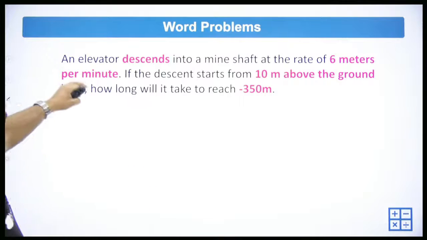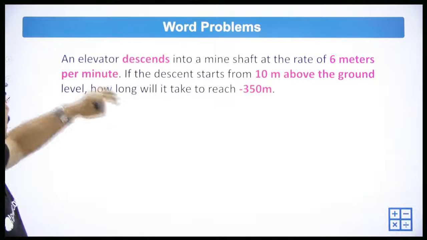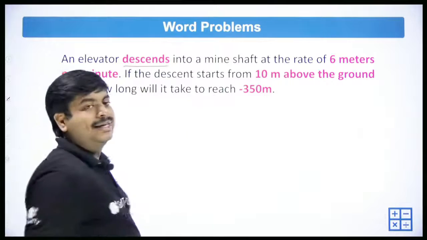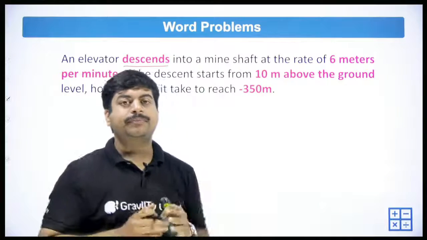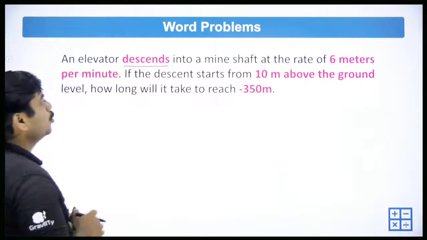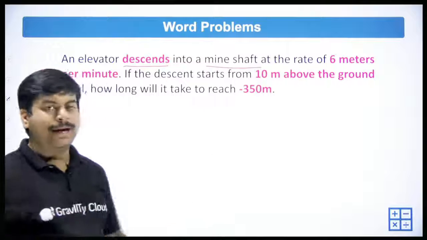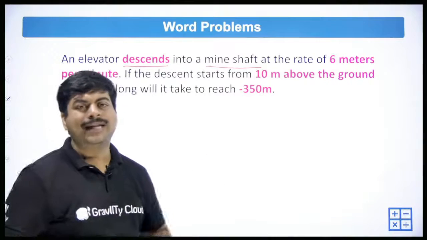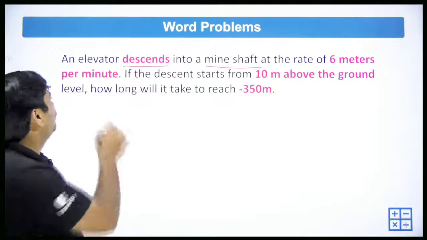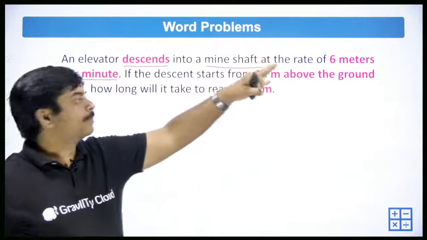An elevator descends into a mine shaft at the rate of 6 meters per minute. Descends, what do you mean by that? Descends means going down. It's going down, okay. An elevator descends into a mine shaft. Mine means there is a mine area where you are doing mining. So it's moving down at the rate of 6 meters per minute. For every minute, it is moving at a rate of 6 meters.